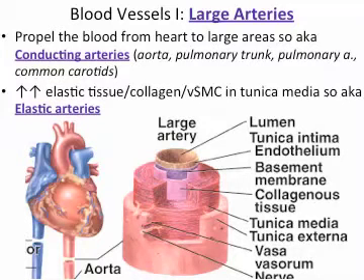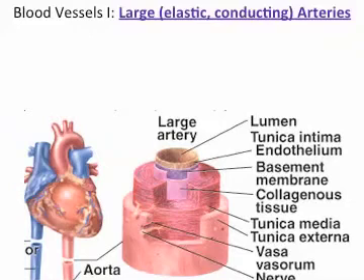In the large arteries, there's a lot of elastic tissue. So in addition to the large arteries being called the conducting arteries, they're also called the elastic arteries, because there's a lot of elastin in them. There's also a lot of collagen and vascular smooth muscle cells. The elastin, collagen, and vascular smooth muscle cells are mostly in the tunica media. So, like I said, the large arteries especially deal with that huge pulse of blood coming out of the ventricle, so they need to be elastic so they can expand and then recoil.